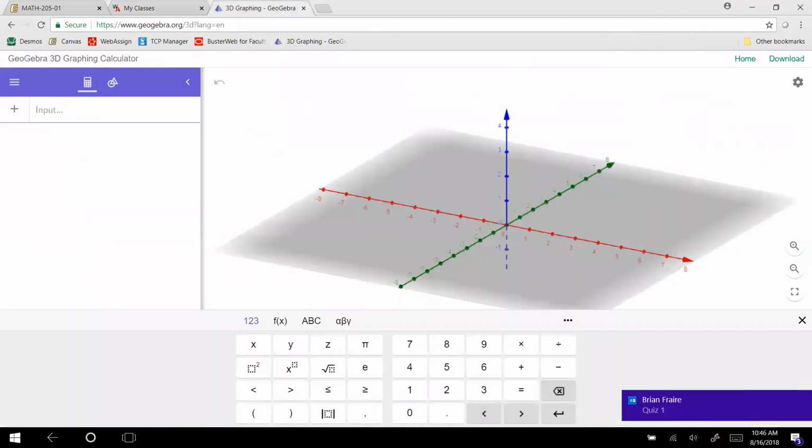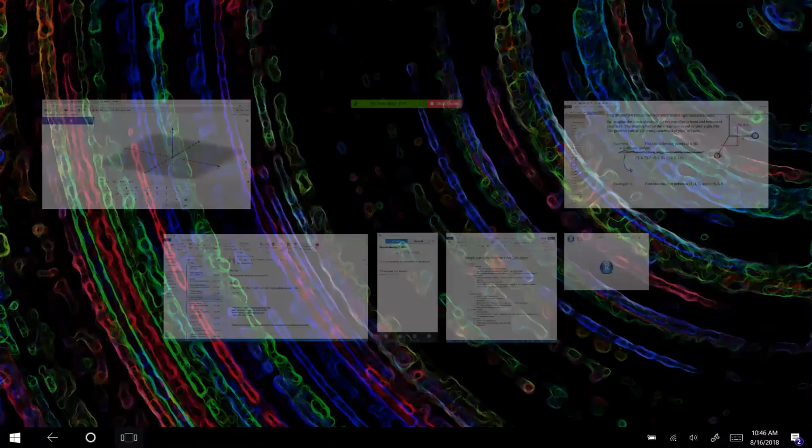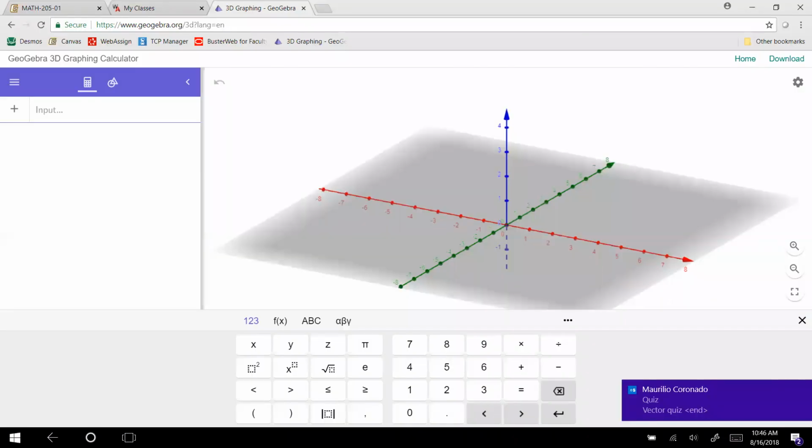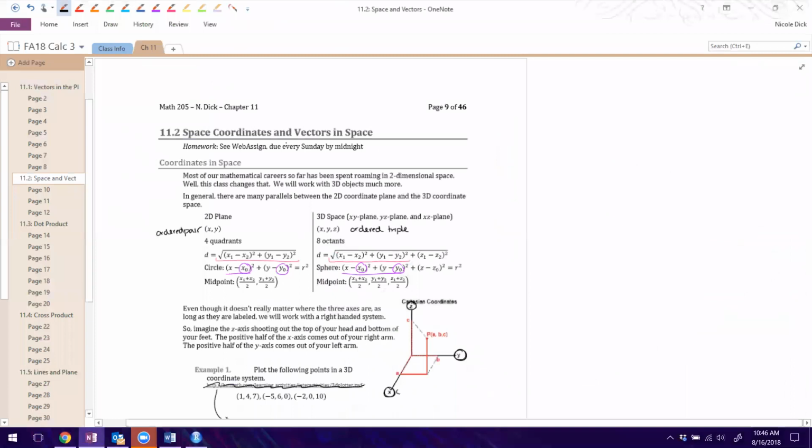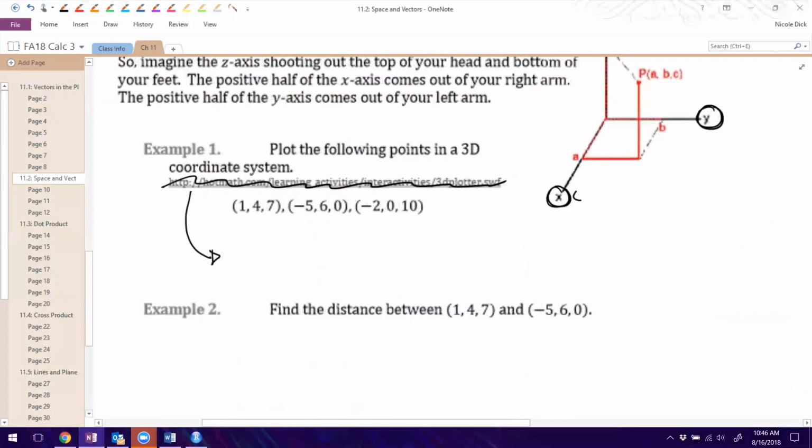So, geogebra.org/3D. Let me write that in the notes too. Oh, and there's the rest of the quizzes. So much easier. Okay, so instead of the link that's in your notes, we're going to use this link instead. I don't know if I spelled it right. I'll go check in a minute.